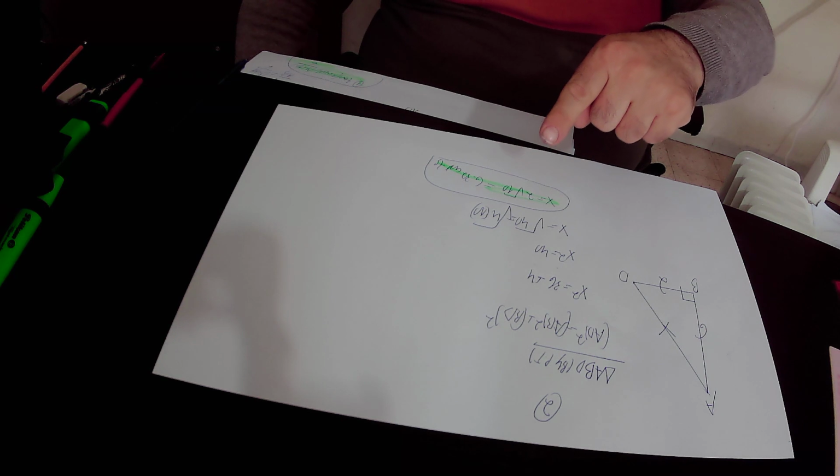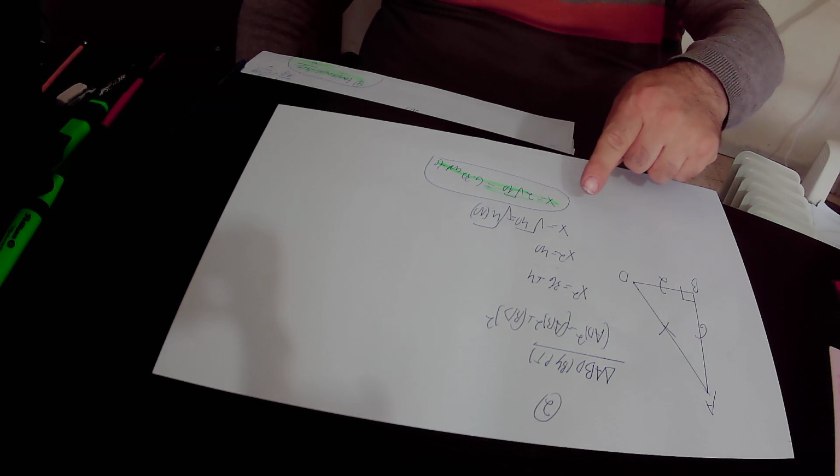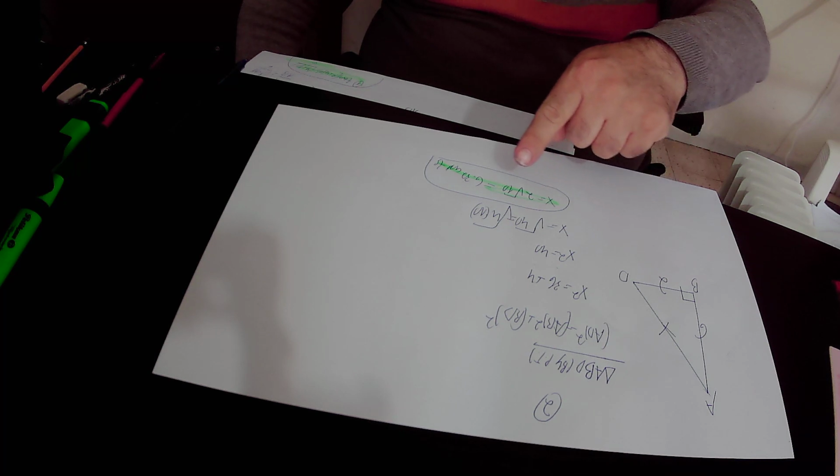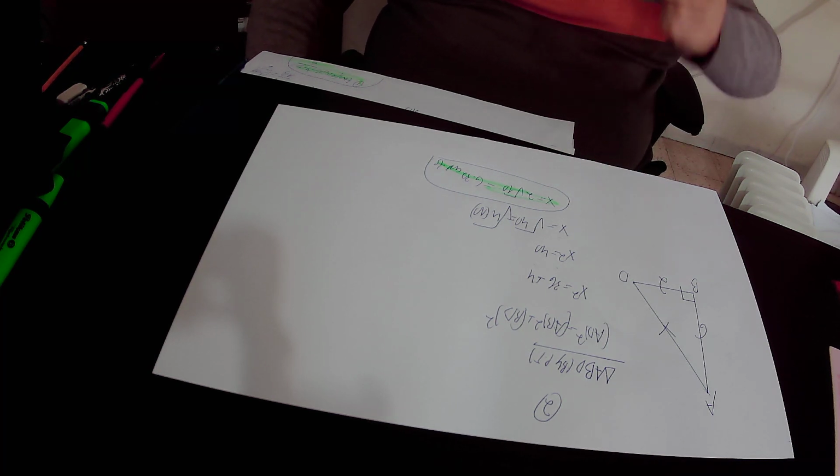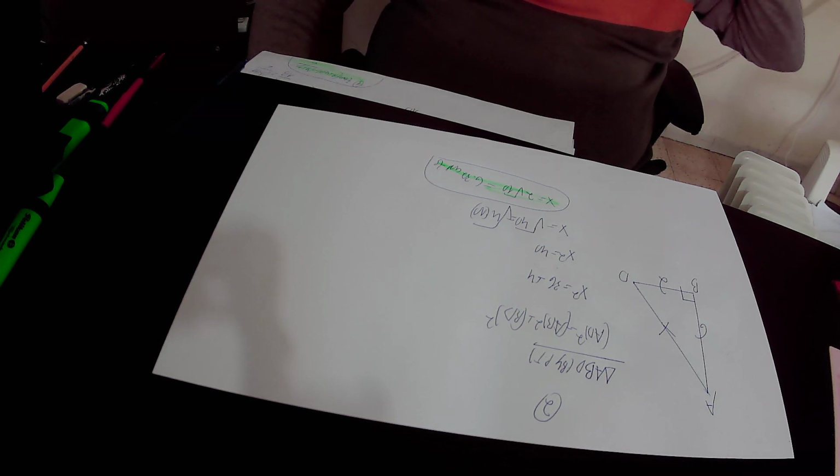40 is 4 times 10, so we took x out of this equation and found that x equals the square root of 4 times 10, that is to say x equals 2 times the square root of 10 units, or in terms of numbers, it is equal to 6.32 units.